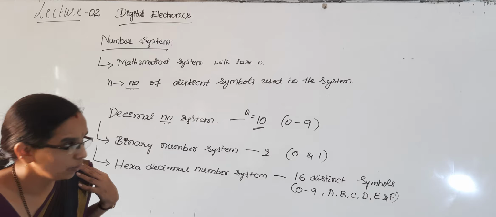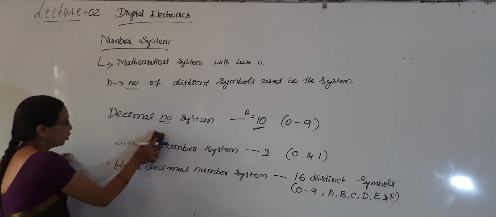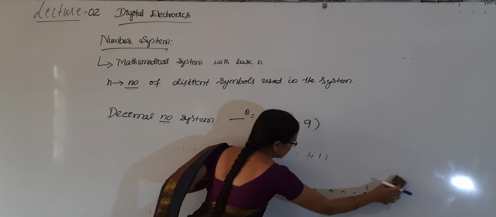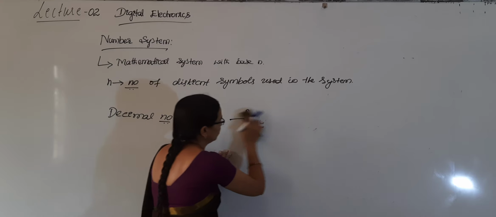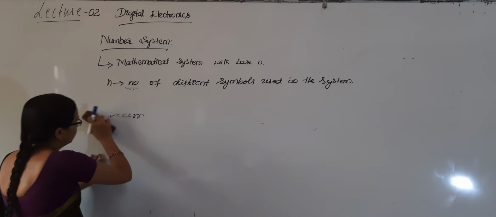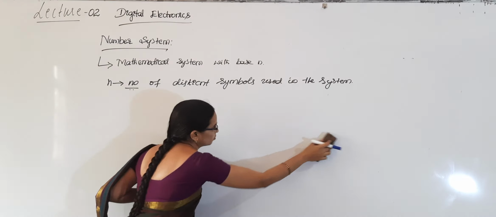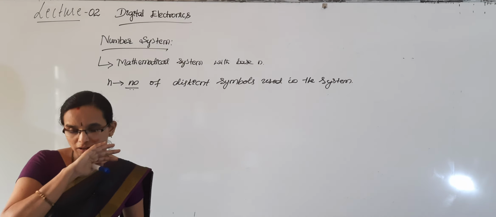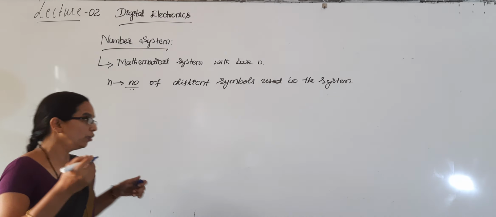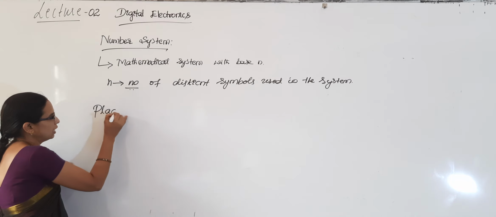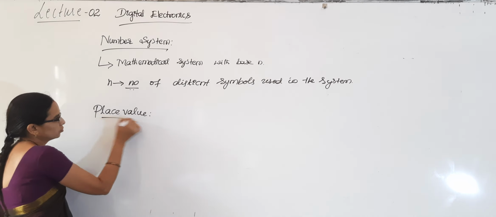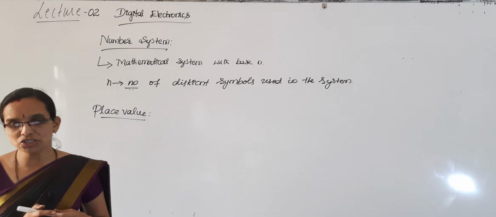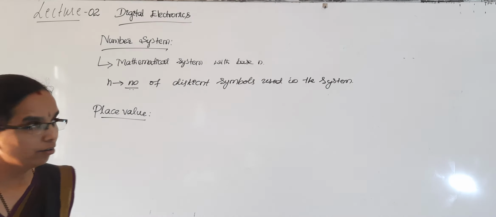So we need to learn. We already know the decimal number system. Along with that, we have to learn the binary and hexadecimal number systems. In the decimal number system, any number. So, before going to number systems, we need to know place value. Place value or weight.